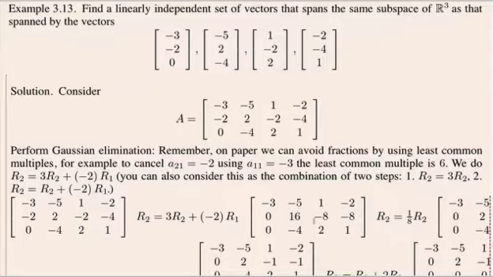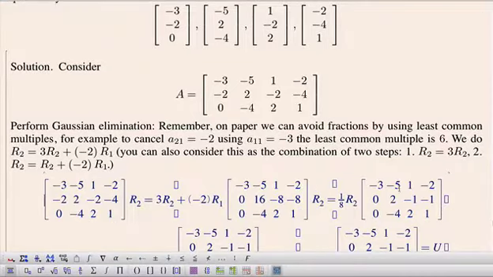Then you can notice that this second row can be scaled. Still, we want to avoid fractions, so we don't divide by 16 because that would result in 1/2 here. We only divide by 8 to get the matrix with the second row 0, 2, -1, -1.